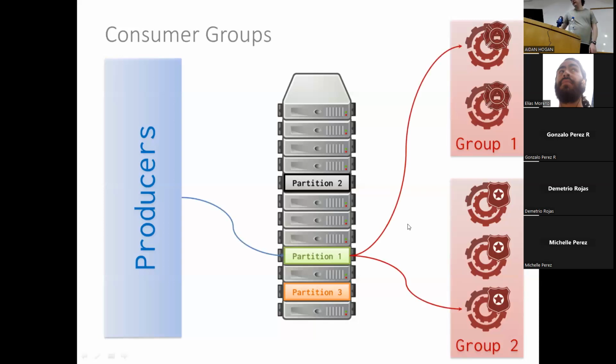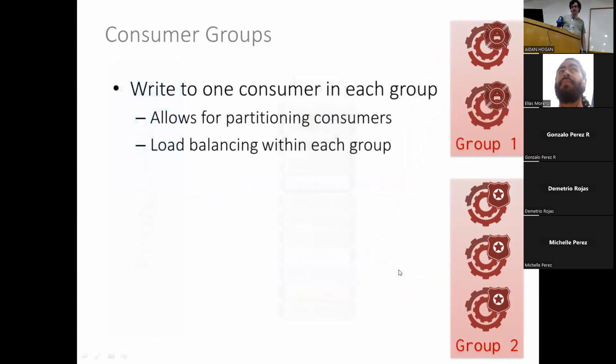So the reads for consumers that are subscribed to a topic are done by consumer group. We keep offsets at the level of consumer groups, so we don't need to have every consumer in a group read a message. What this means is we're going to write to one consumer.